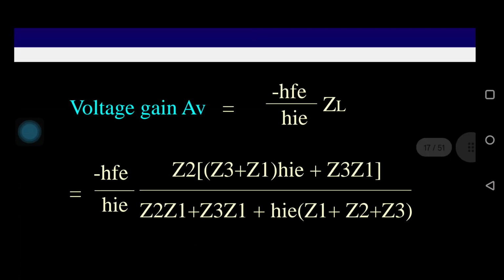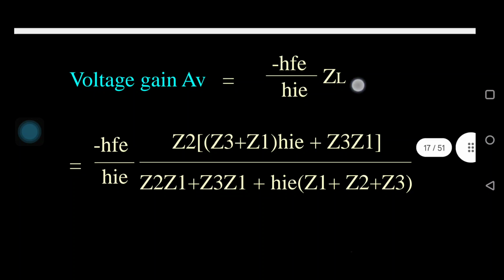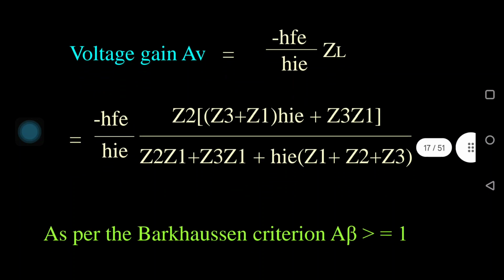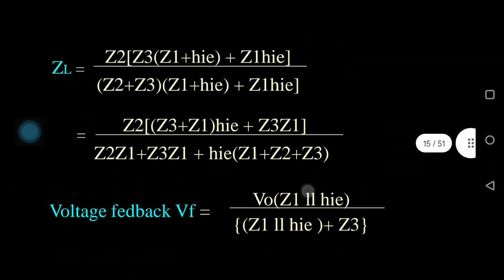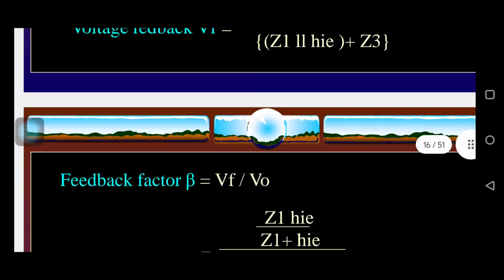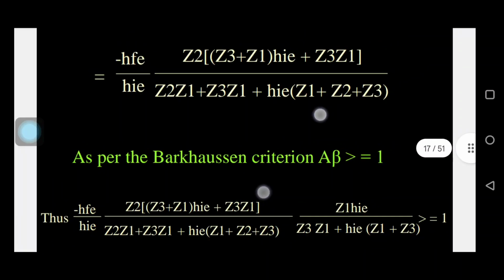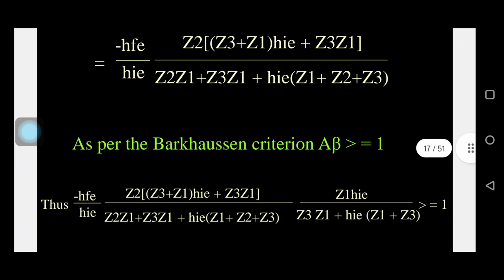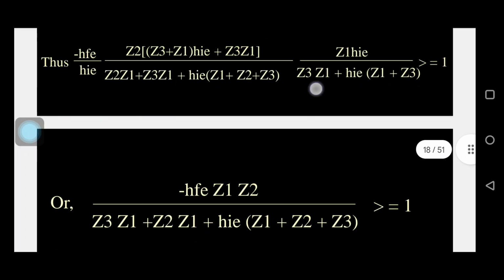Now we can write the voltage gain equation Av. The open loop voltage gain can be given as minus hfe by hie into ZL. So write the hfe by hie here, and now write the ZL equation that we found just before. This is the final ZL equation, so you can substitute the same value here. As per the Barkhausen criterion, A beta is greater than or equal to 1. So the same equation is greater than or equal to 1.